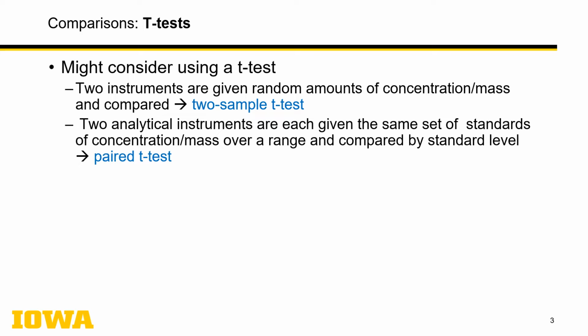But it would be better, wouldn't it, if you compared each instrument side by side, so to speak, right? They're measuring exactly the same thing at the same time, or they're given the same standard. Now you can use a paired t-test, which would be a much better way to interpret the differences between the two instruments.